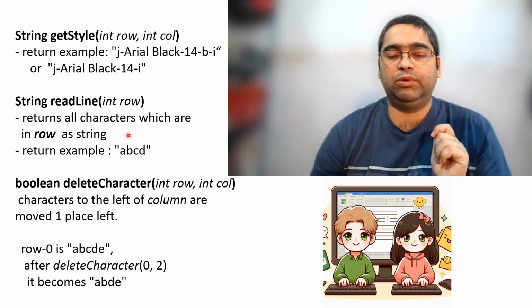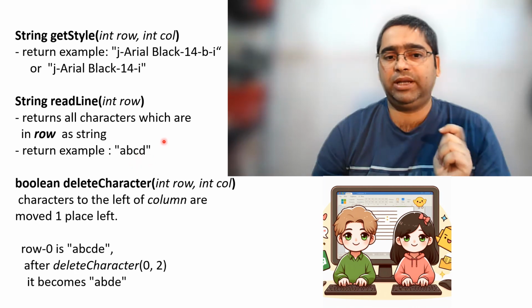After that, we have to implement readline, which returns all the characters in the row as a string. For example, if A, B, C and D are added, it will simply return them as a string.